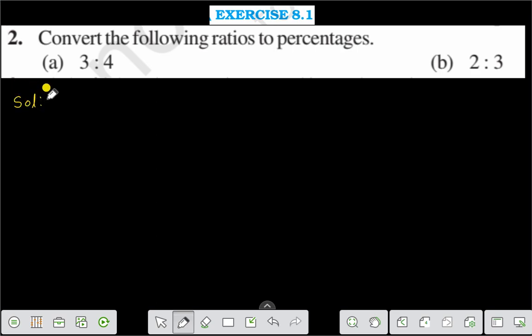The ratio is 3 is to 4. 3 is to 4 can be written as 3 by 4. And if we convert it into a percentage, then it will be multiplied by 100%.